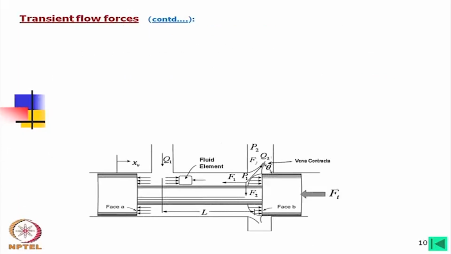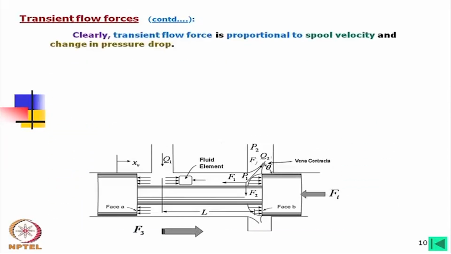Now, again we are still continuing with transient flow. Clearly, transient flow force is proportional to spool velocity and the change in pressure drop, what we have written there. Spool velocity means the total volume depends on the velocity at which the spool is moving, and the same velocity the fluid is also moving.